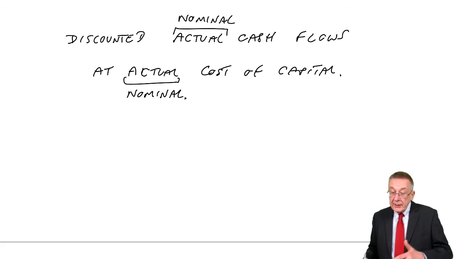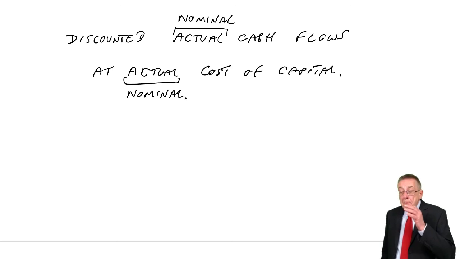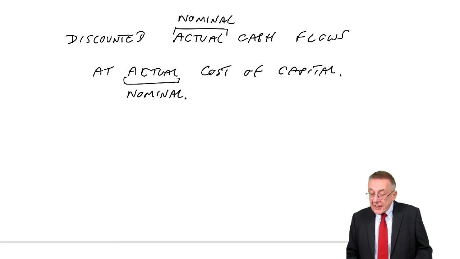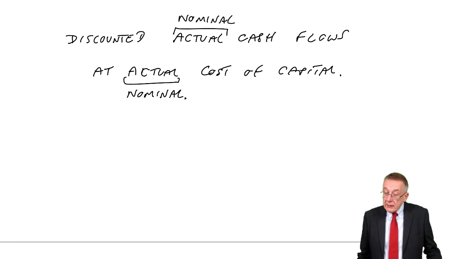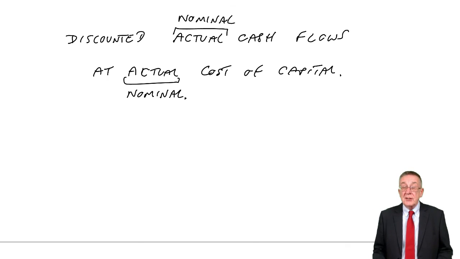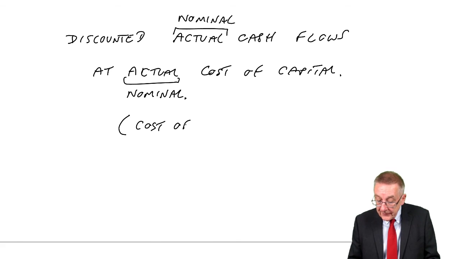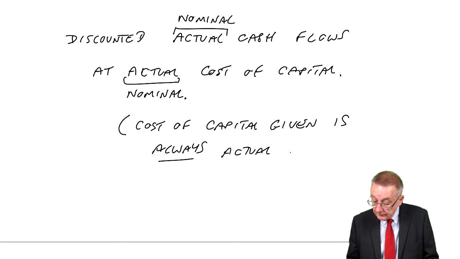And then, because I'm going to show you in the final lecture an alternative that just could be asked, most questions when there's inflation, this is what we do. We discount the nominal cash flows at the nominal cost of capital. If he uses the word nominal, it means the actual cash flows, the actual cost of capital. And incidentally, the cost of capital given in the exam is always the actual cost of capital unless told differently.